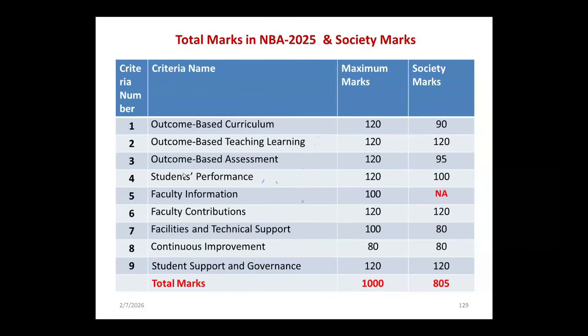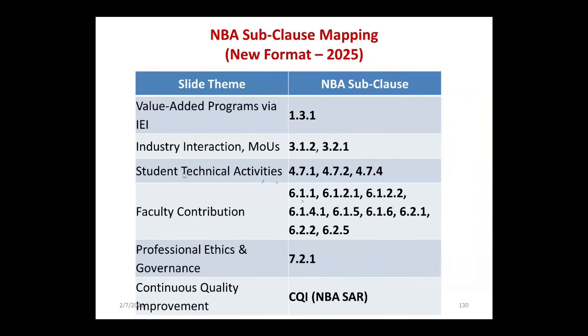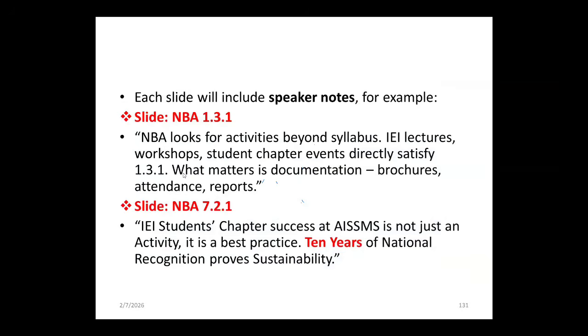If you see the comparison of maximum marks and the marks related to societies, only criteria number five has no marking, but in all the other eight criteria you can score society marks of up to 805 out of 1000. That is directly or indirectly related. So if you work hard, you will get that. What I said, you can map and show the mapping under this table. That is also one of the mappings that you can see later.